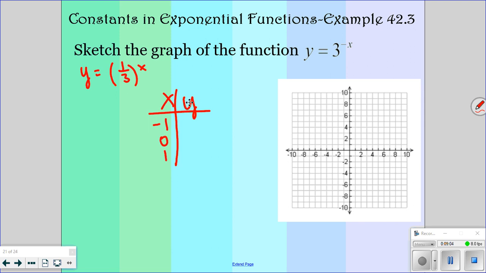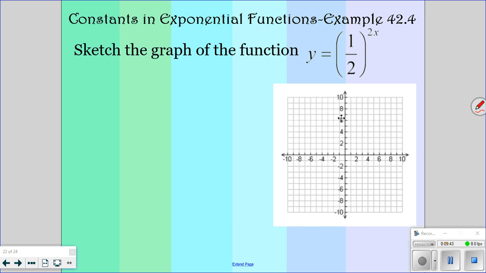If you plug in -1 to either one of them, you're going to get 3. If you plug in 0, you're going to get 1, and if you plug in 1, you're going to get 1/3. So if you want to use this equation or this one, either way you're going to get the same points. But some people think that it's easier to plug in here. Some people think it's easier to plug in there. Personal preference, I don't care which way you do it. So you're just going to plot your points. And then there would be your graph.